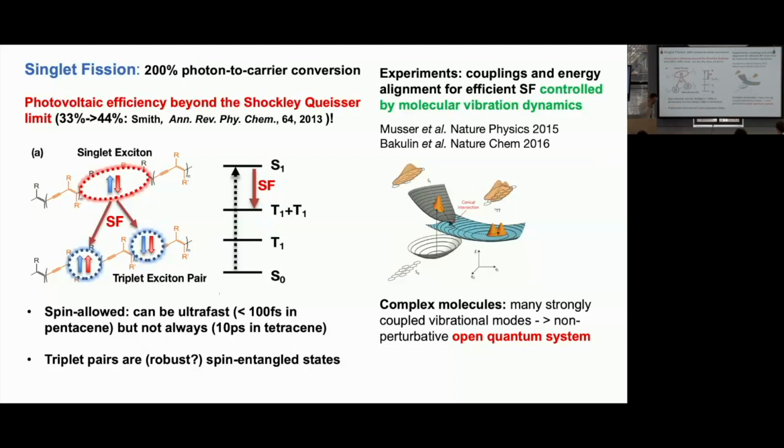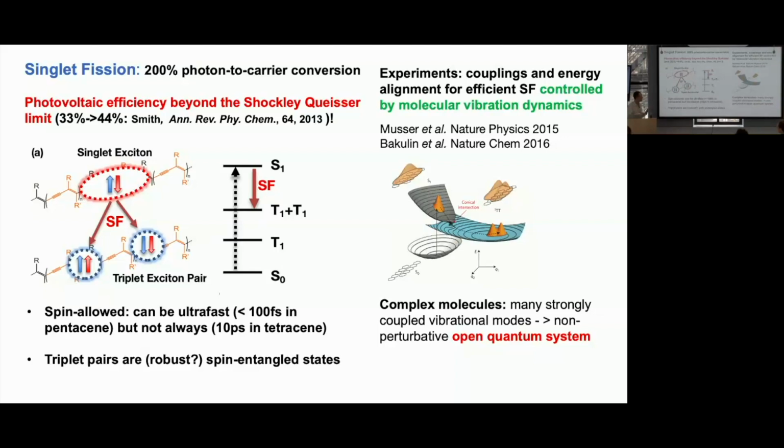Okay? So, in principle, what this allows is that a single photon that's absorbed by the material could actually give two pairs of charge carriers. And so this could be properly integrated into organic photovoltaics. It's been known for a long time that this could allow for efficiencies beyond the famous Shockley-Queisser limit for single bandgap semiconductors. So there's been a lot of interest and work on that, and as I'll show you, you need a lot more than just this simple energetic alignment for fission to happen well.